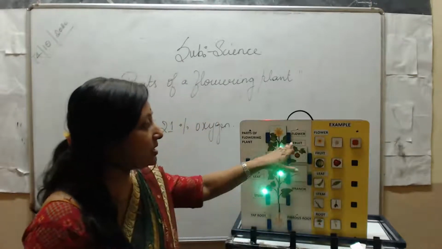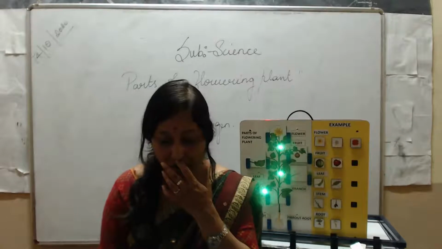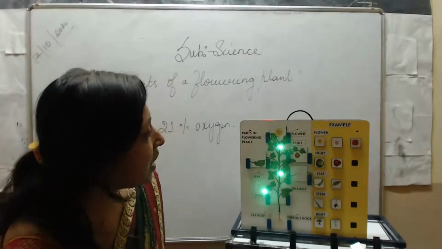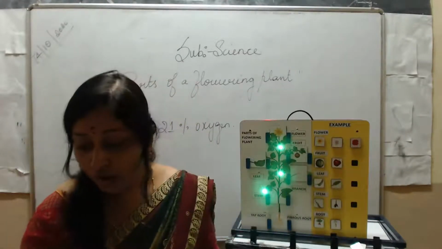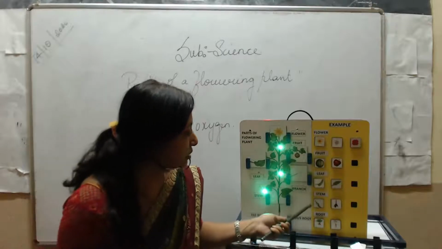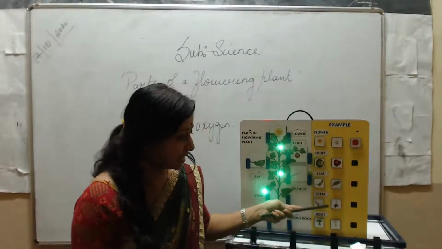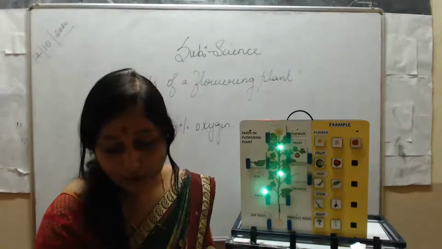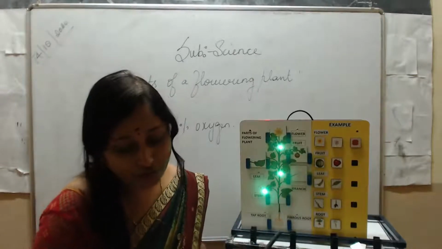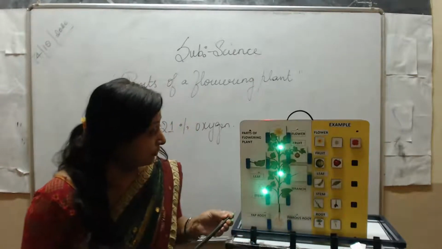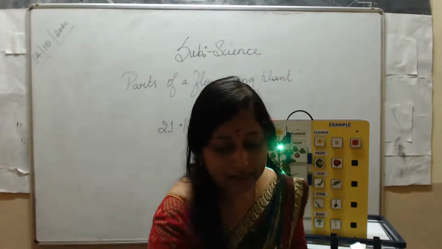In case of flowers, there are the examples of flowers. We take examples of fruits and examples of leaf as well as examples of stem and also root. Okay, this is all about parts of plants.